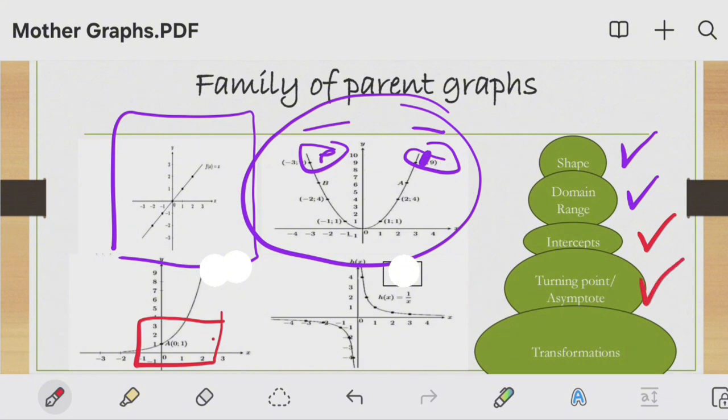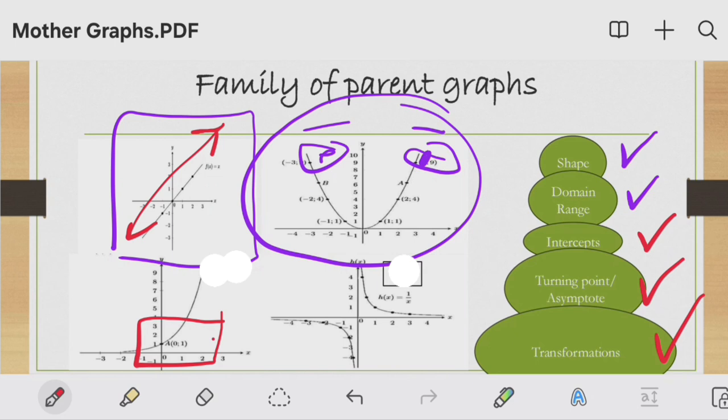Now the most important part when it comes to functions will be transformations. What we have here in front of us are mother graphs. As we get deeper into the study of functions, we are going to perform transformations based off these mother graphs. For instance, f(x) = x is my mother graph for a linear function. If I transform it, I may have something like that. I've shifted it somehow. So transformations could be things such as shifts, reflections, and stuff like that.